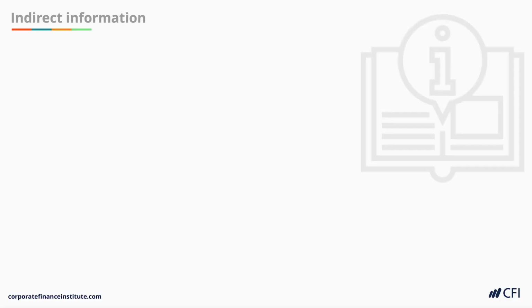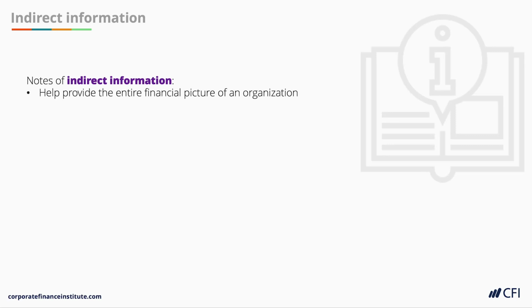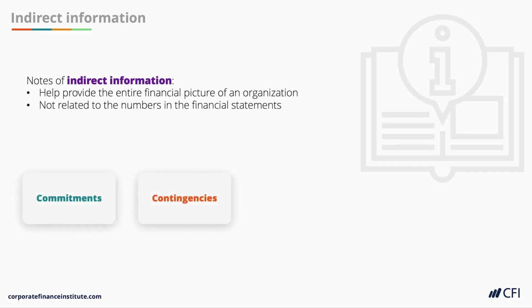The financial statements on their own do not provide the entire financial picture of an organization. Because of this, there are notes of the financial statements included that are not related to any of the numbers on the statements. These notes contain information such as any commitments, contingencies where there's a potential gain or a loss that isn't able to be estimated, and details related to stock-based compensation plans.